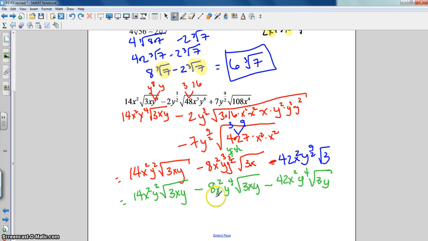And I don't have time to finish this example, but what I did with the second term was split this up into y and y to the 1/2 and rewrite it. This one I did the same thing, split this into y to the 4th and y to the 1/2, and this is your final answer. So that's a brief example of simplifying radical expressions.